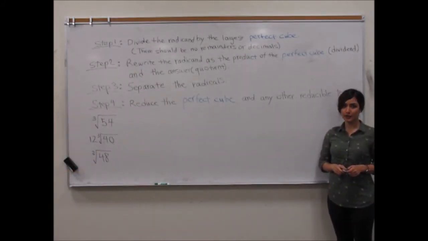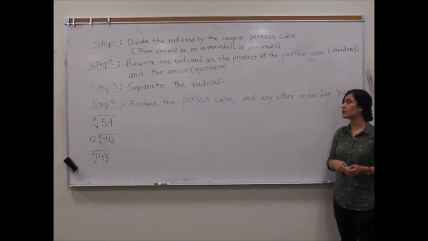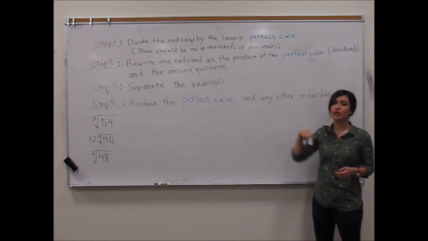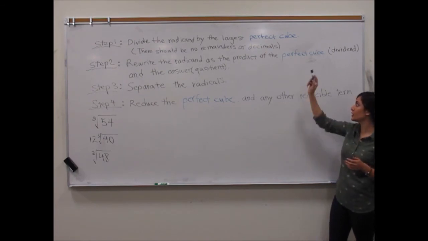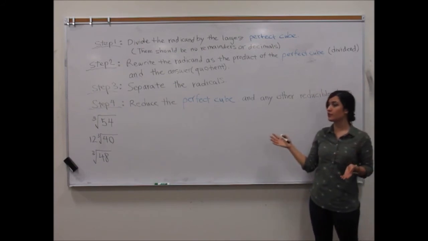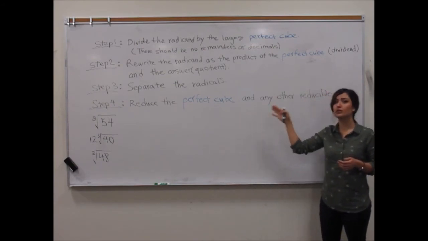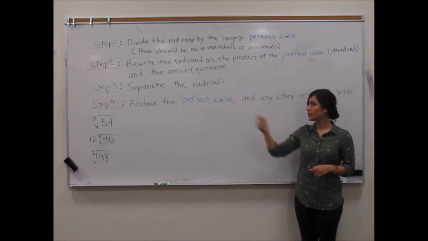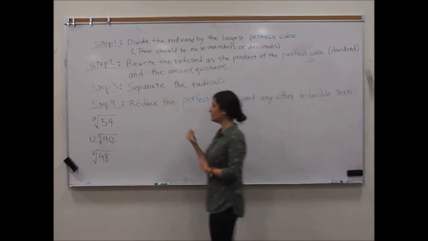To simplify cube roots, we're going to have the same exact steps that we had for simplifying the square roots. Just notice that instead of dividing the radicand by the largest perfect square, we're going to divide it by the largest perfect cube. And then we're going to write the radicand as the product of the perfect cube and the answer of the division. And then we're going to separate the radicands, and then we're going to reduce the cube roots. So I have 3 examples for you here. The first one is cube root of 54. Let's go over them together.